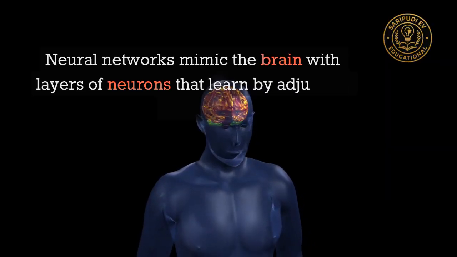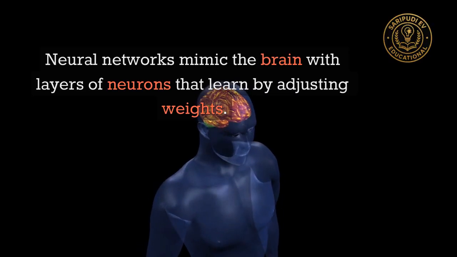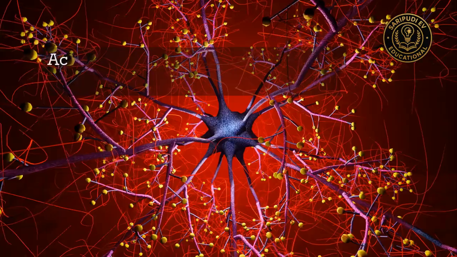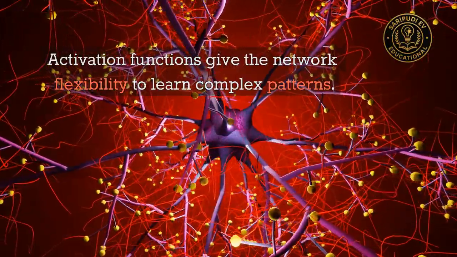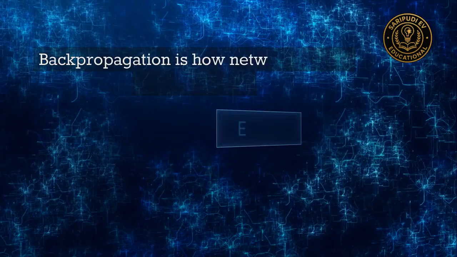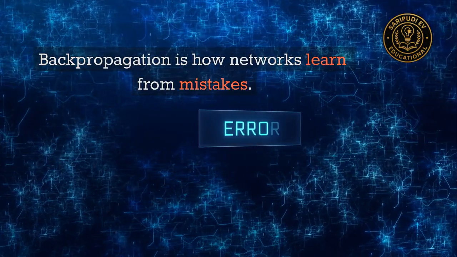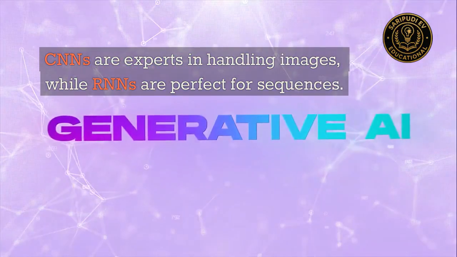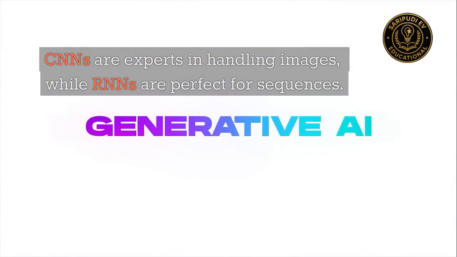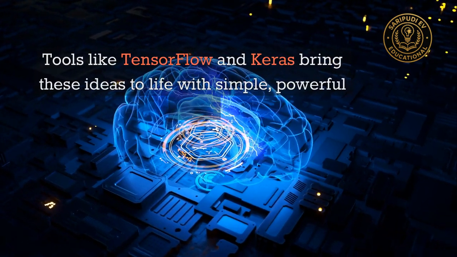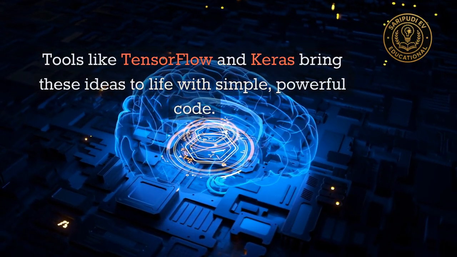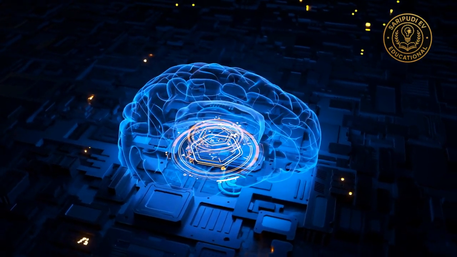Neural networks mimic the brain with layers of neurons that learn by adjusting weights. Activation functions give the network flexibility to learn complex patterns. Backpropagation is how networks learn from mistakes. CNNs are experts in handling images, while RNNs are perfect for sequences. Tools like TensorFlow and Keras bring these ideas to life with simple, powerful code.